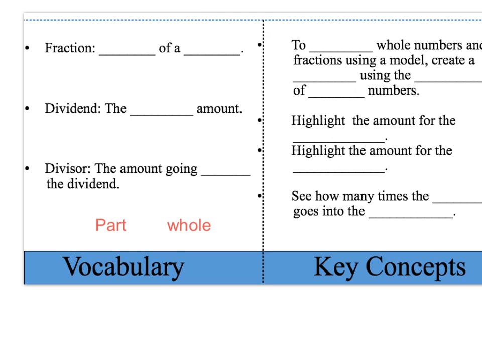Okay, let's look at vocabulary. Fraction is part of a whole. Dividend is a total amount. It's a number that goes in. Divisor is the amount going into the dividend. It would be the number that goes out.